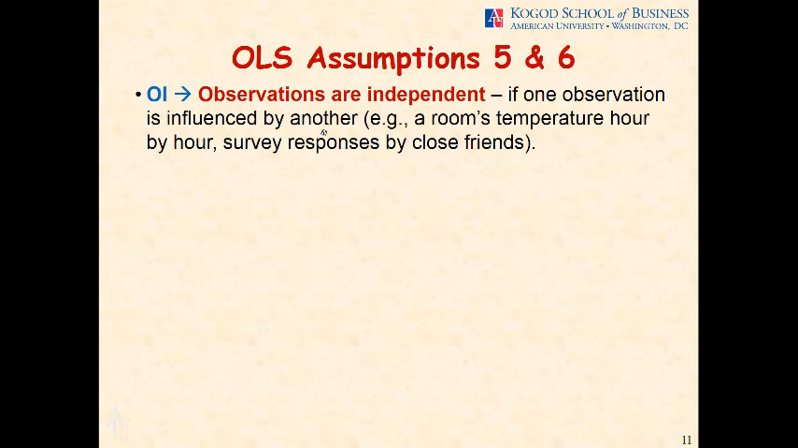Or if I take the temperature in a room, I'm trying to predict how a thermostat reacts to different temperatures. Same thing. The temperature right now will be roughly the same as the temperature in half an hour. If I have a group of close friends and I'm giving them a survey to complete, chances are they know each other, they have similar preferences, and they're likely to respond similarly. So they're influencing each other. So we say that these observations are dependent. And one of the OLS assumptions is that the observations should not influence each other.